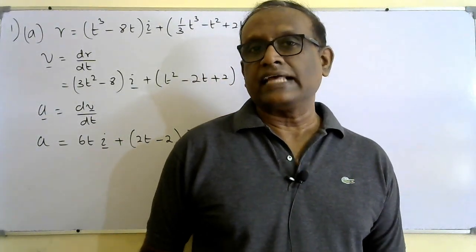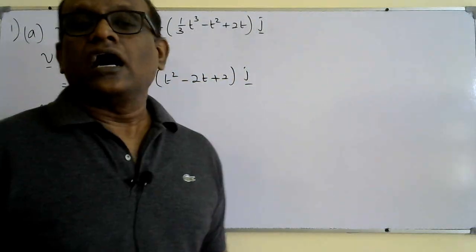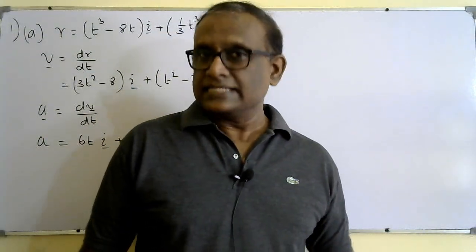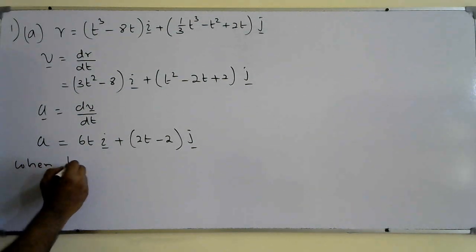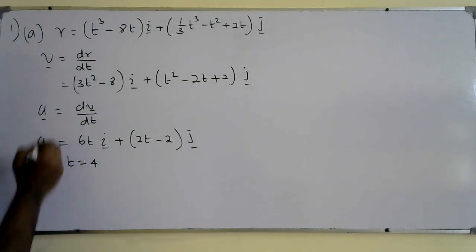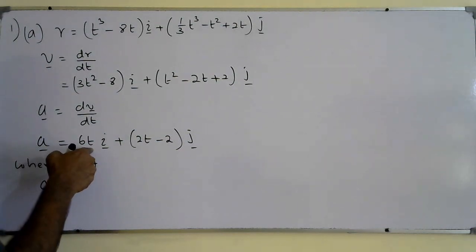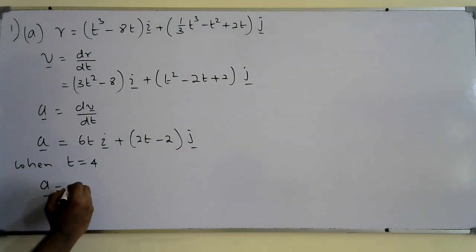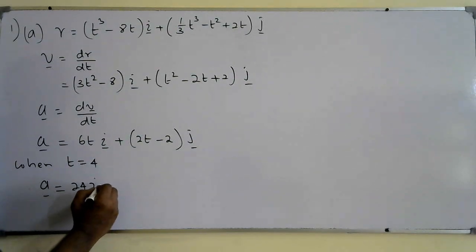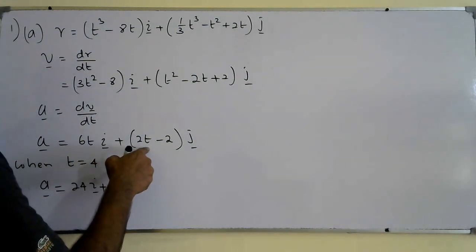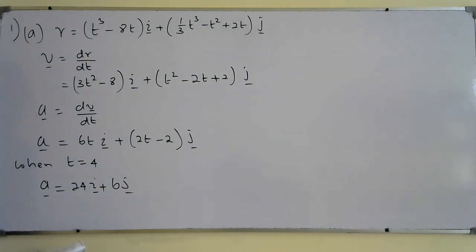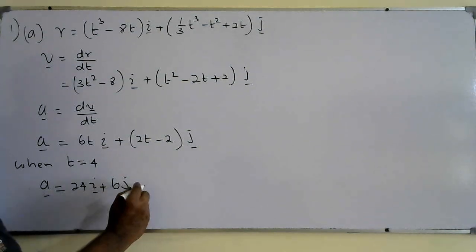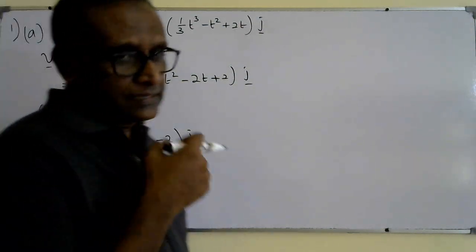So they asked to find the acceleration at 4 seconds. t equal 4 means it's a vector. So when t equal 4, this acceleration vector a is equal to, substituting 4 into t, 6 into 4, 24 i plus 4 into 2, 8 minus 2, 6 j. So 24 i plus 6 j. That's the answer. That's what they're asking, to find the acceleration. So that means a vector.